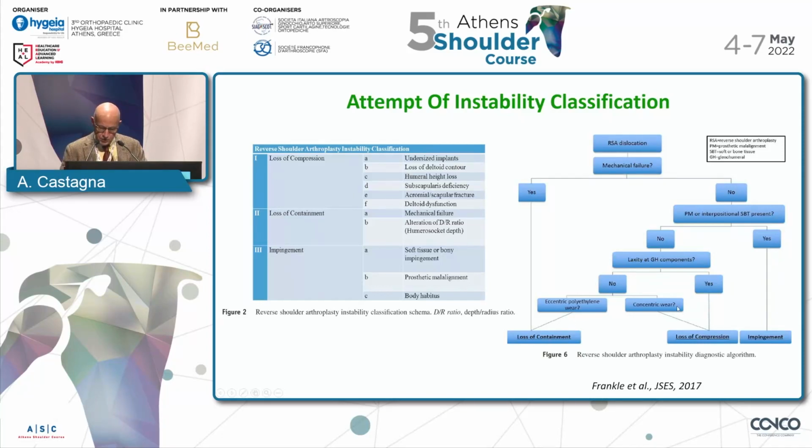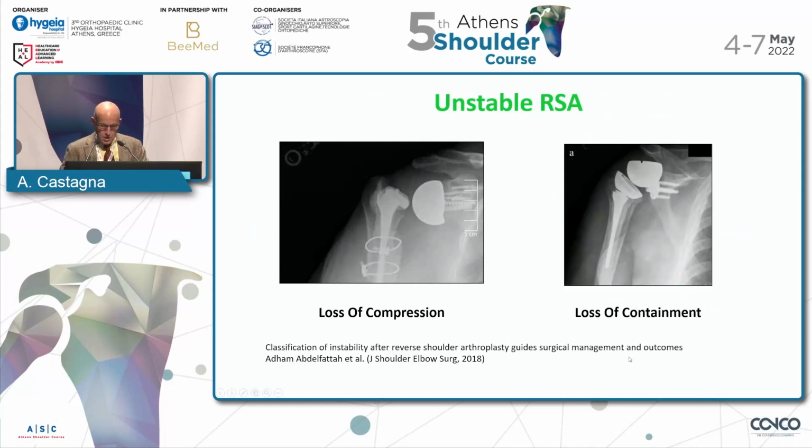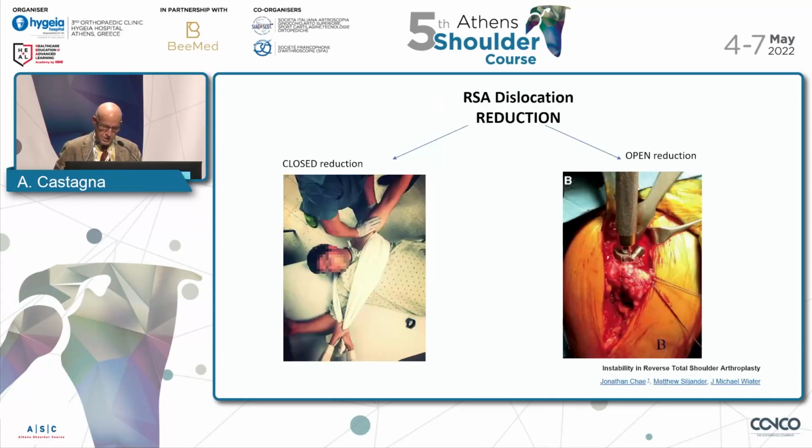If you go for concentric wear, you have a loss of compression. Otherwise, you may go to some impingement, some mechanical hitting that is dislocating it. So loss of containment and loss of compression may lead to an unstable reverse shoulder arthroplasty. And of course, we need compression for stability, and of course, we need the proper positioning of the components of the prosthesis. How can we reduce it?